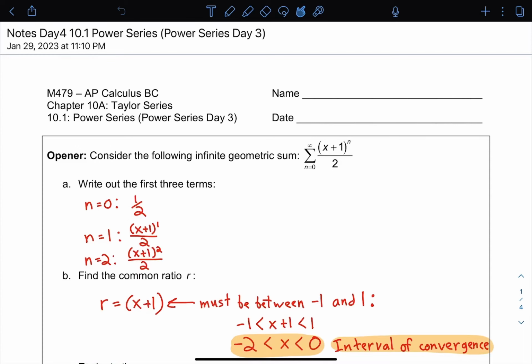Hi everyone. Today we're going to take a look at a power series. Now, this has been the title of our notes the last few days, but we haven't actually discussed what a power series is. Now, before we get to that, let's take a look at this opener.